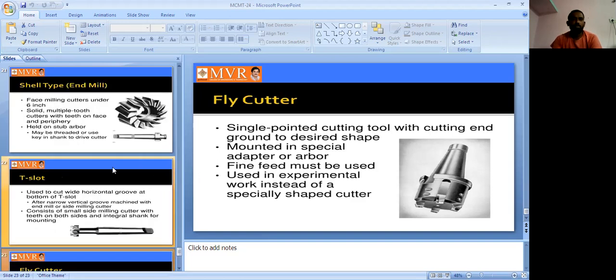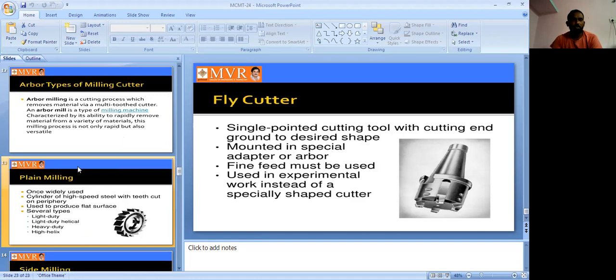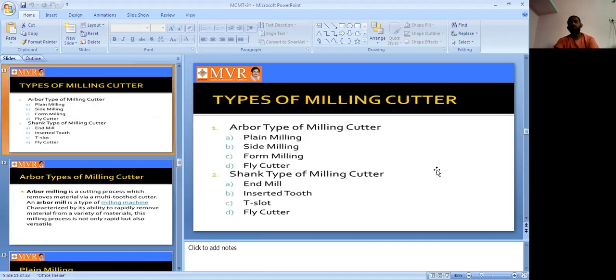Okay, so these are today's class topics. Cutters are generally classified into two types of milling cutters. The first is the arbor type of milling cutter, and the second is the shank type of milling cutter. The arbor type again has four types: plain milling, side milling, form milling, and ply cutters. The shank type again has four classifications: end mill, inserted tooth, T-slot, and ply cutters. So these are today's topics.